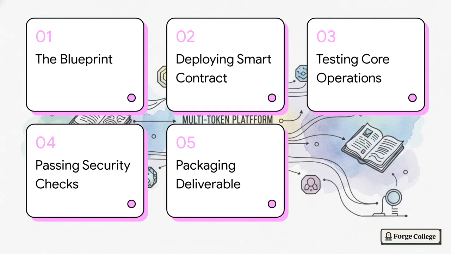Here is our final inspection clipboard for today. First, we'll look at the blueprint. Then we'll deploy your smart contract. After that, we'll jump into testing core operations, passing our security checks, and finally, packaging the deliverable.